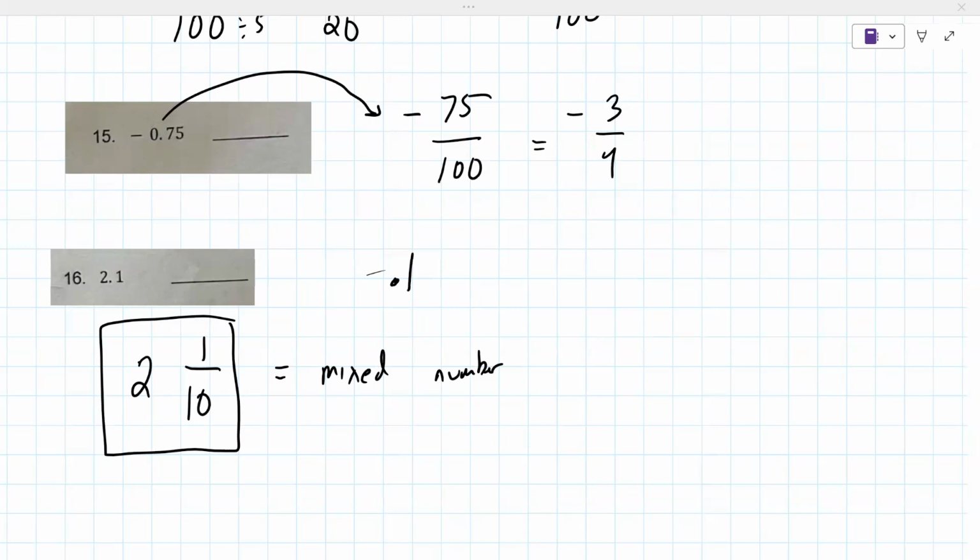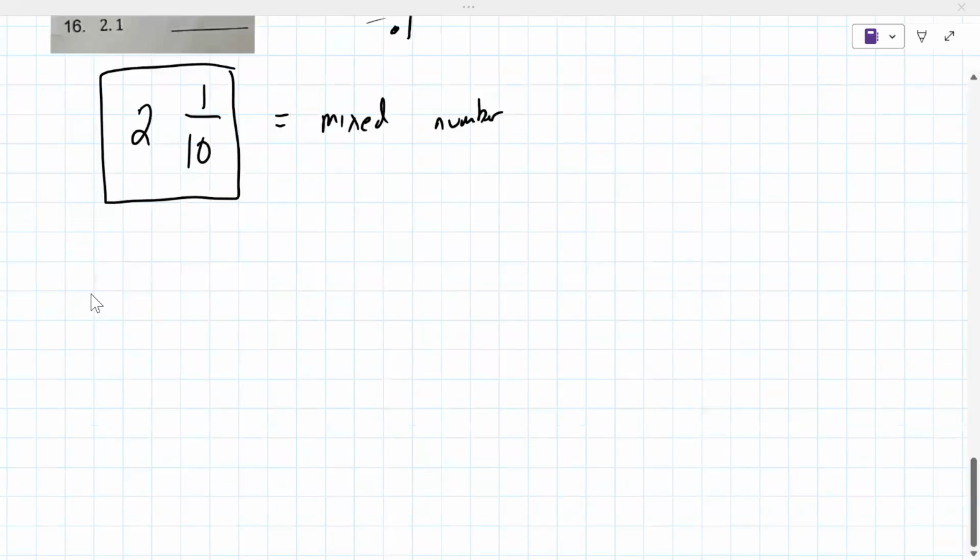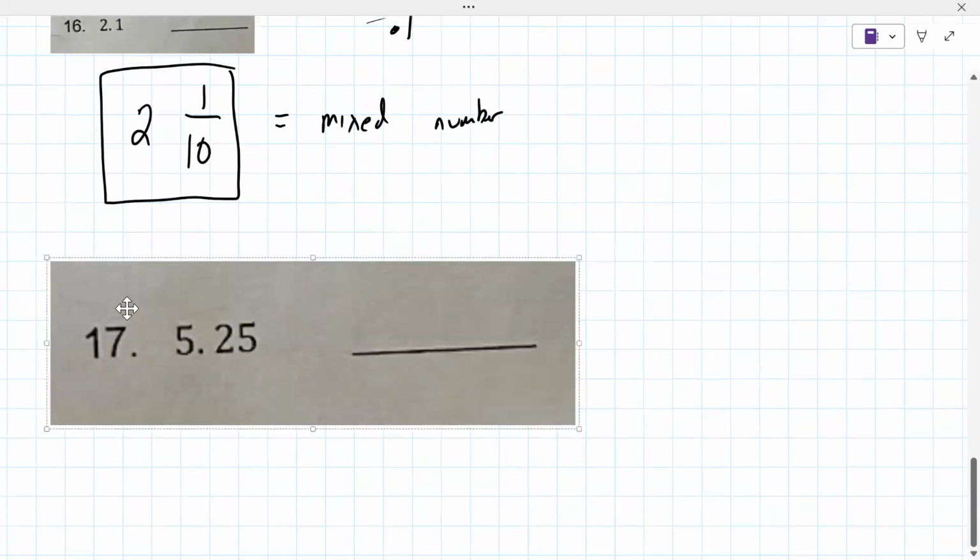Okay. Next one, 5 and 25 over 100. 9 and 33 over 100. 1 and 8 over 10. Negative 1 and 74 over 100.